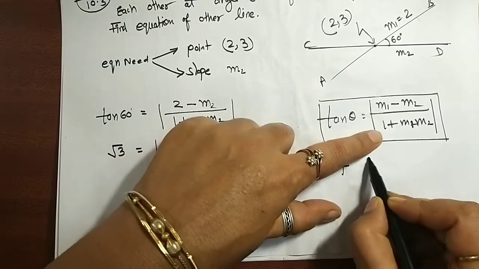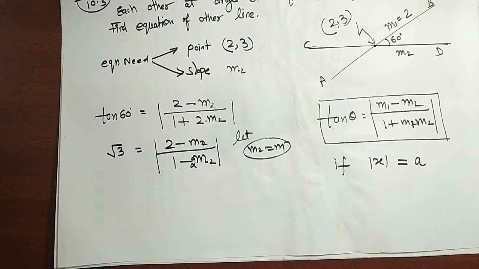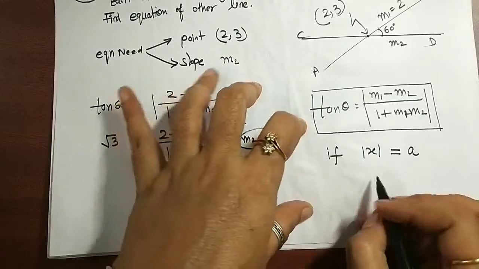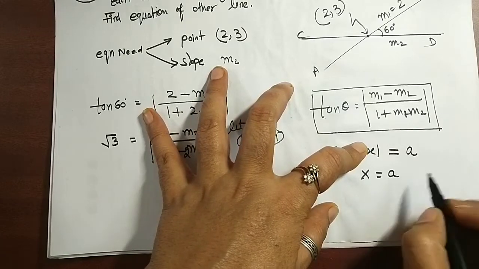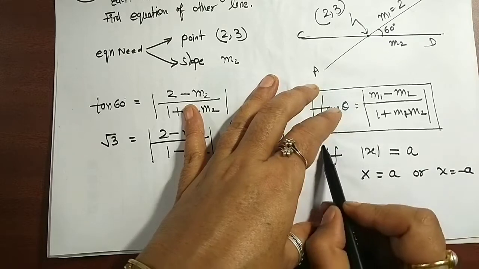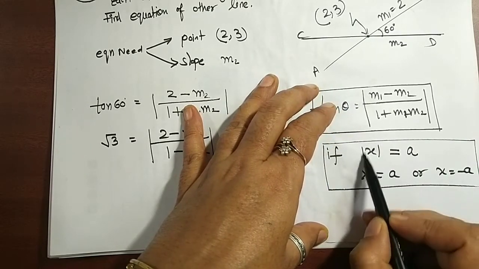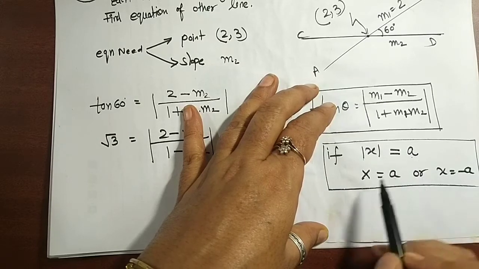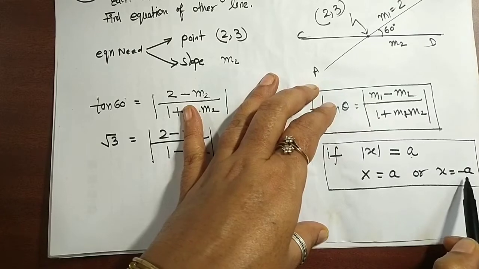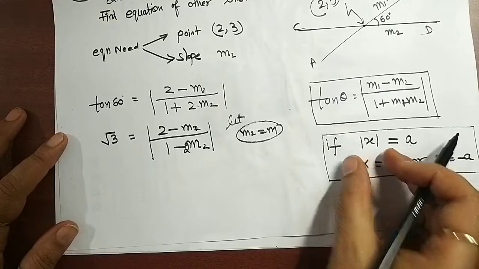If suppose you are given mod of x equal to a, there are chances that x, which is inside, may be a or it may be minus a. So that's how we open mod. If mod of x is given as a, then x was a or x was minus a. Then only it became a and came out, right? So that's how we open the mod.